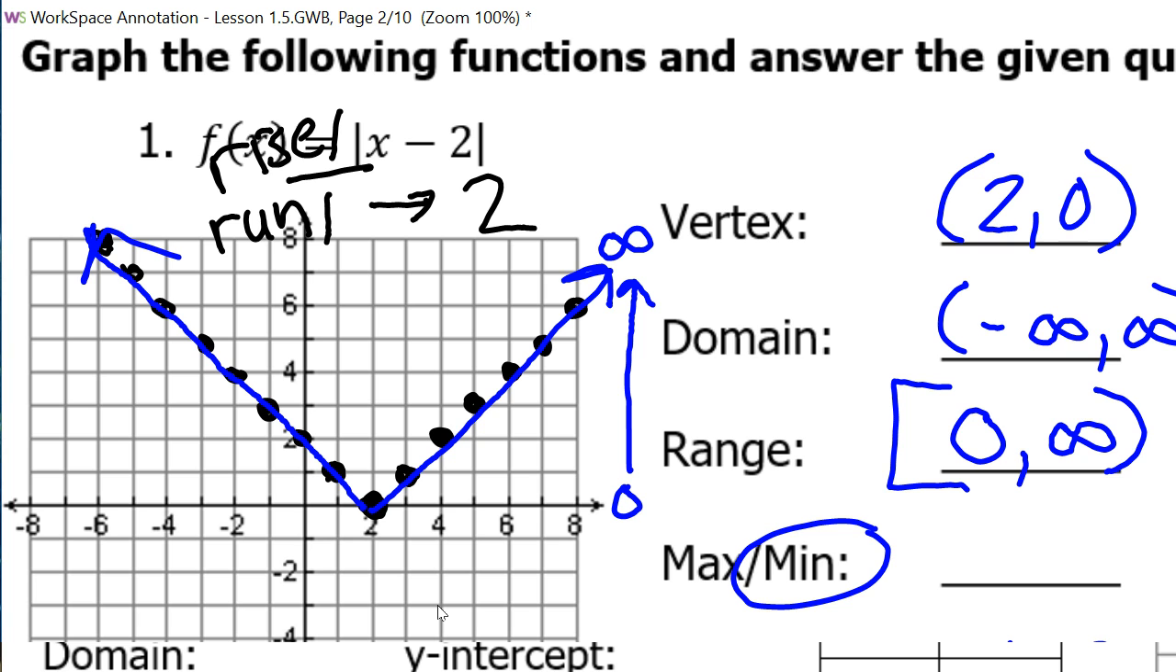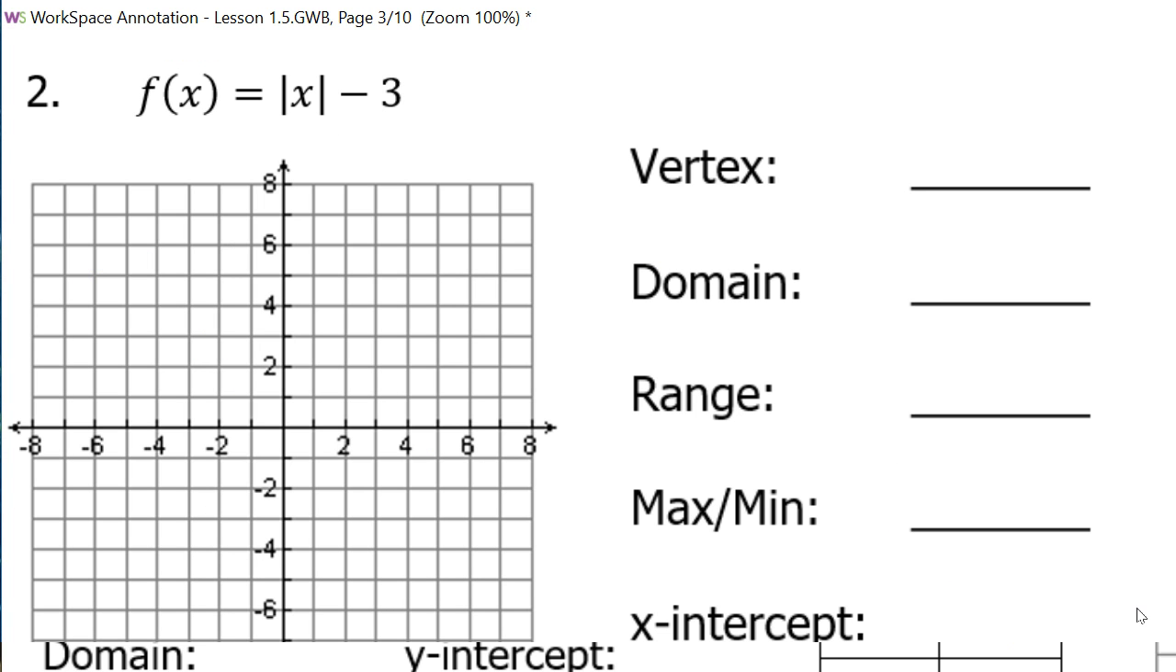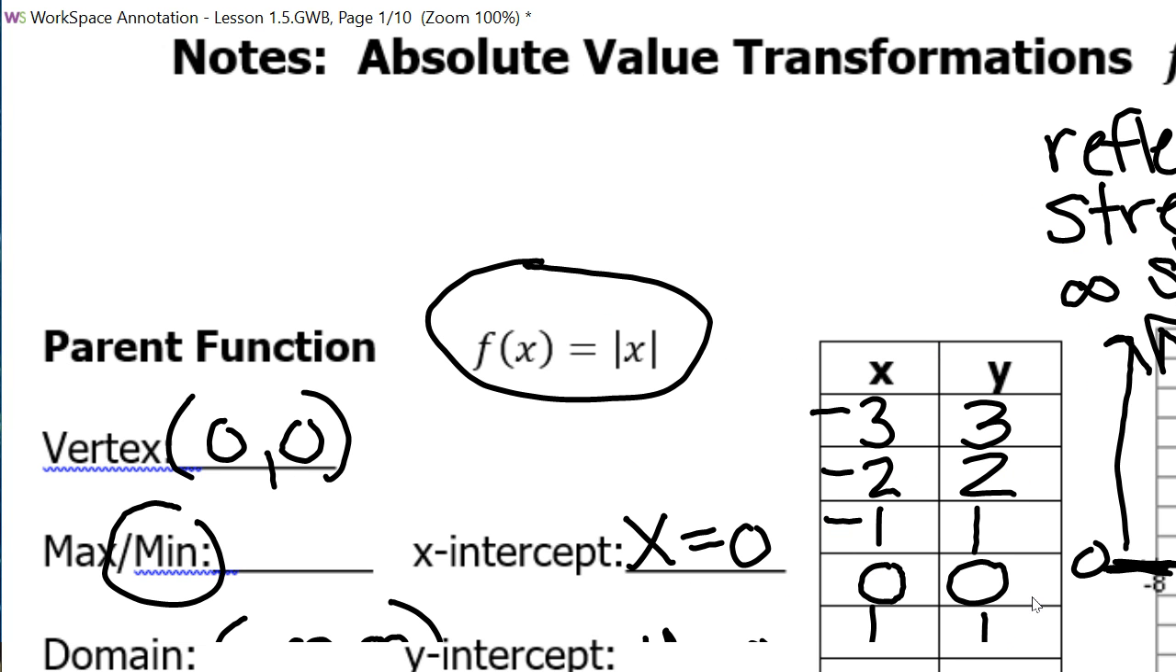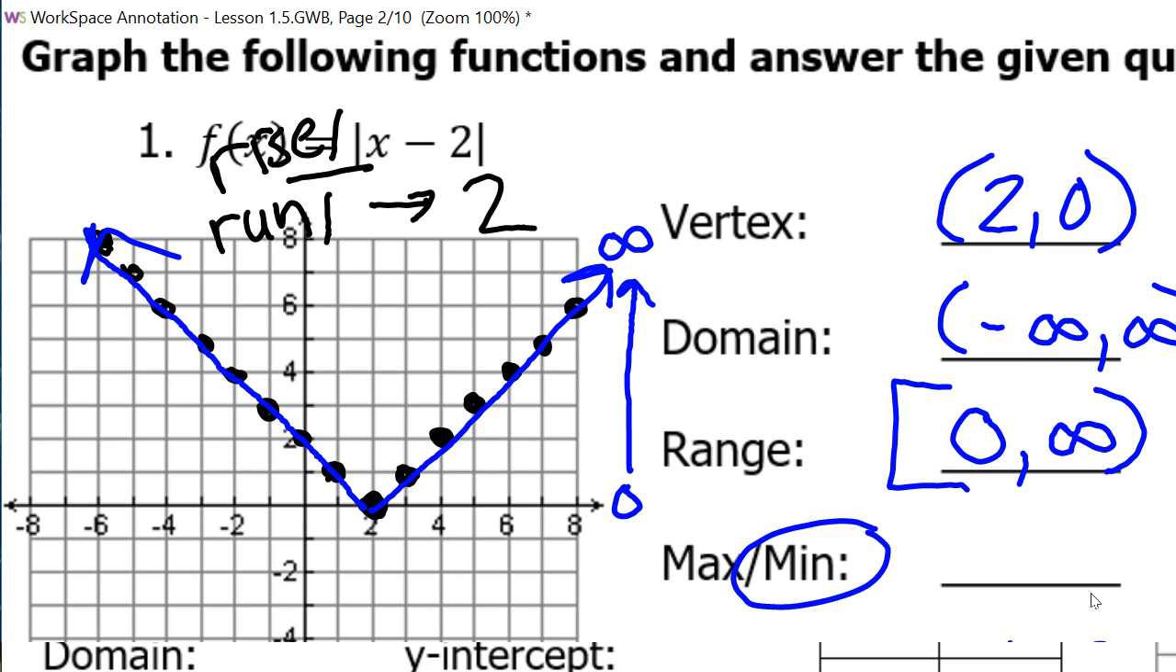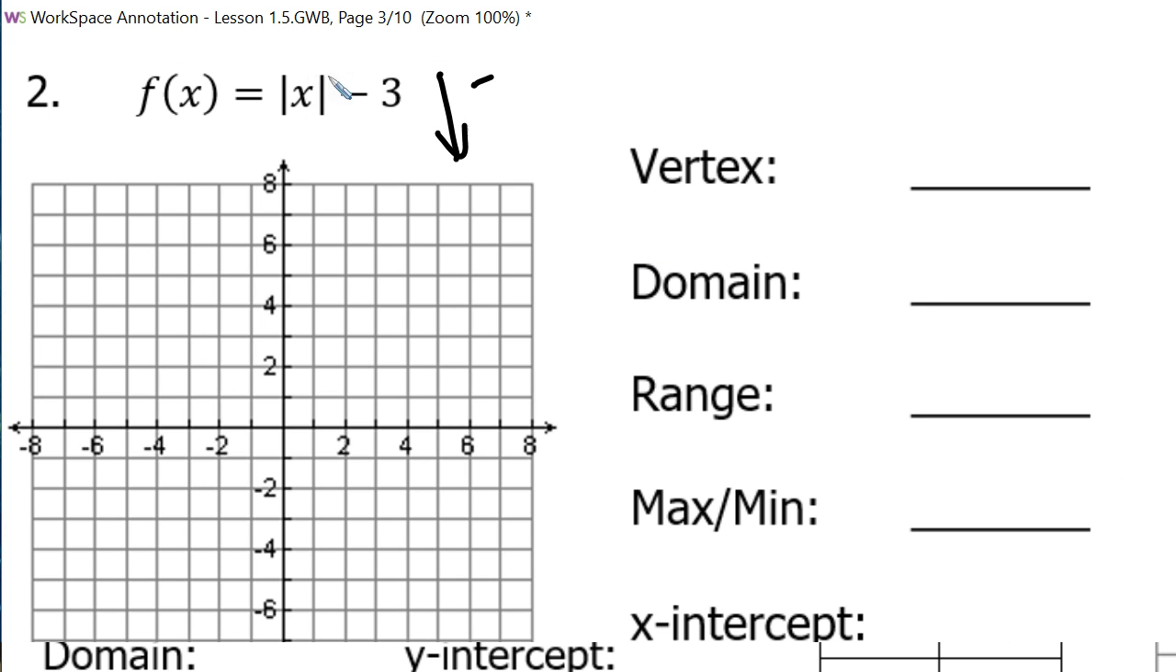Okay, next one. Looking at the equation, we have a -3 at the back. If I go back to my notes, what would a -3 at the back make it do? Go down. Up or down. So if it's a negative, it's going to move it down. So this one is going to move down 3 units. So instead of starting at the origin, we need to move it down 3 units.